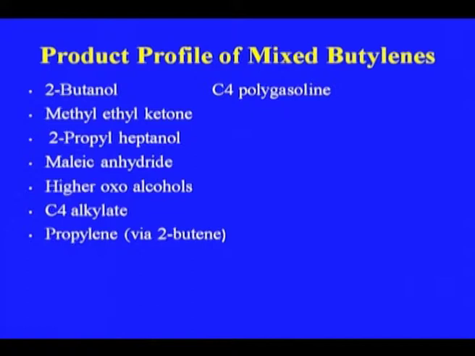Then the mixed butylenes: 2-butanol, C4 pyrolysis gasoline, methyl ethyl ketone, 2-propyl heptanol, maleic anhydride, hydroxy alcohol, C4 alkylate, propylene. As I discussed while discussing the petroleum refinery, alkylates are going to be an important part of reformulated gasoline. In other developed countries and some Middle East countries they already have alkylation plants, and around 10 to 12% of the total gasoline is from the alkylation process. So the C4 stream is going to play a very important role.